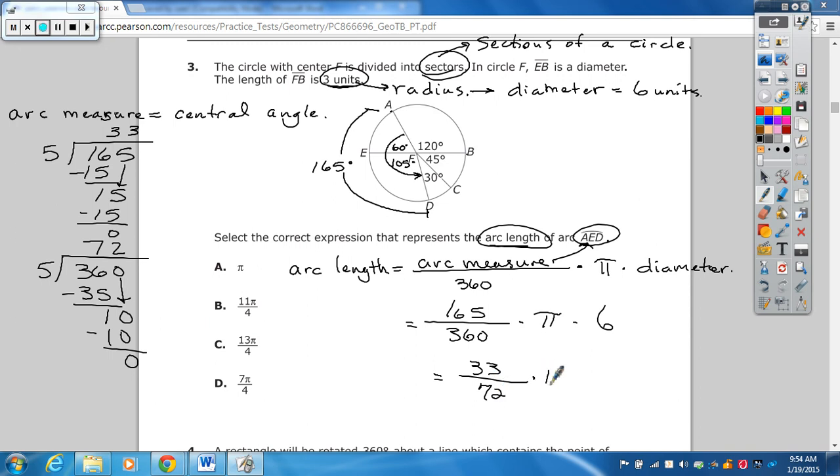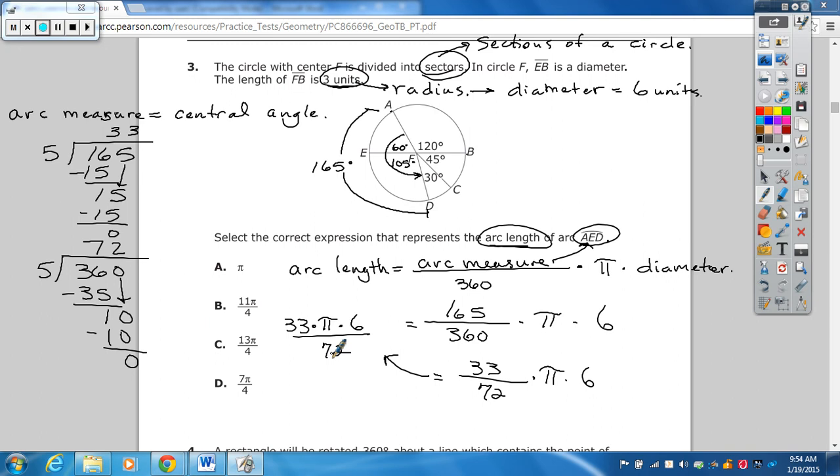Now, to finish this problem off, again, it doesn't look like anything we have over here as far as our possible answers. I'm going to rewrite this a little bit differently. I'm going to do 33 times pi times 6 over 72. Okay? Now, the reason I'm doing that is because I see 6 and 72. Well, I know 6 goes into 72 evenly.